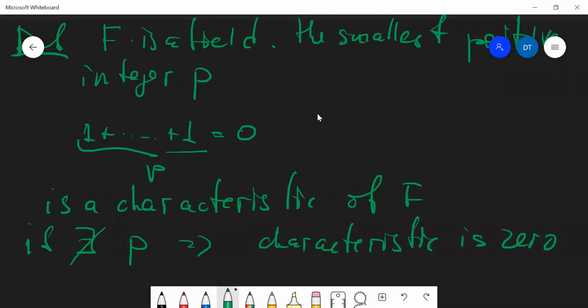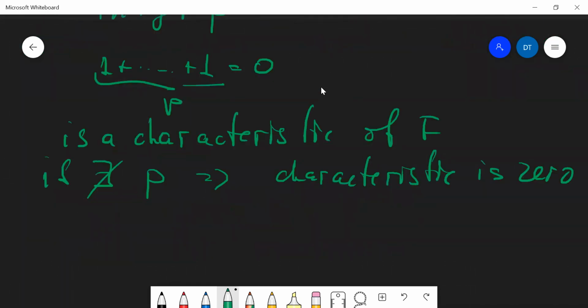So we will denote the characteristic by char F, and it's either 0 or p, where p is a positive integer. Well, actually, the characteristic is always a natural number. And we will show in a minute that if the characteristic is not 0, it must be prime. So it's either a prime number or 0.